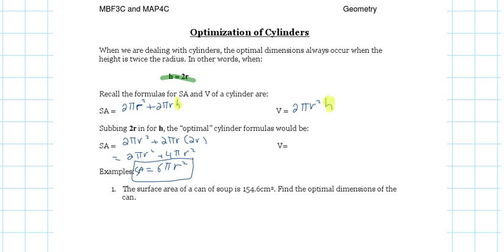I just showed you how we got to that formula. You don't have to show me how we get to this formula. This is the formula that you'll be using. If I do the same thing for volume, replacing h with 2r, I will get 4 pi r cubed. Are we okay with that?